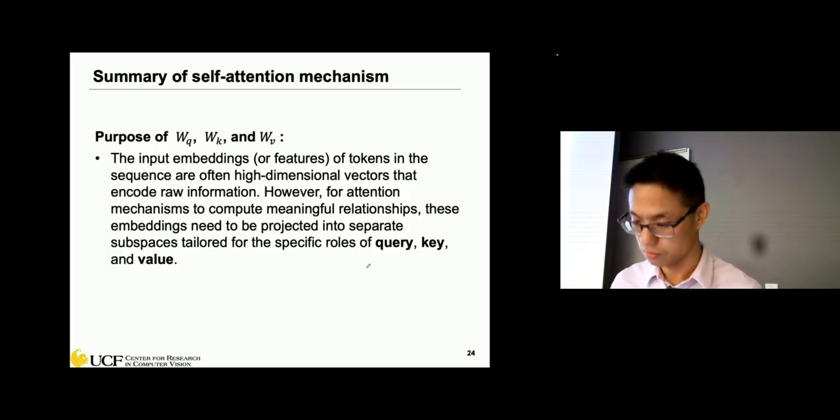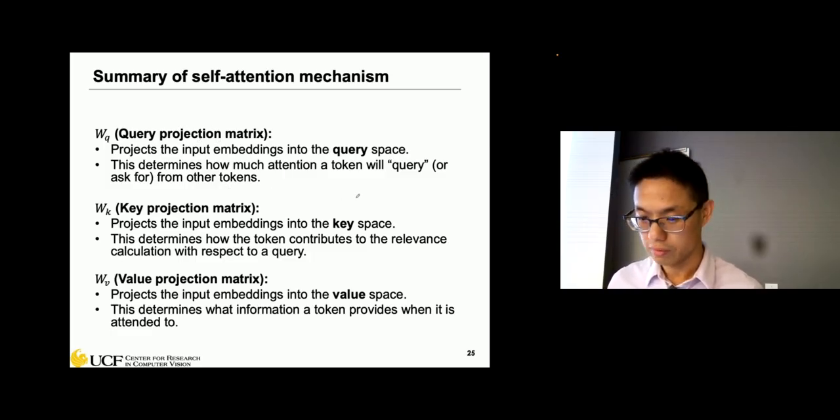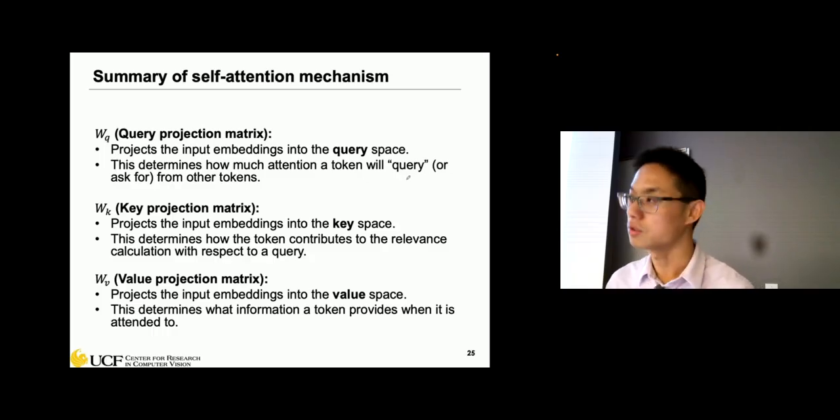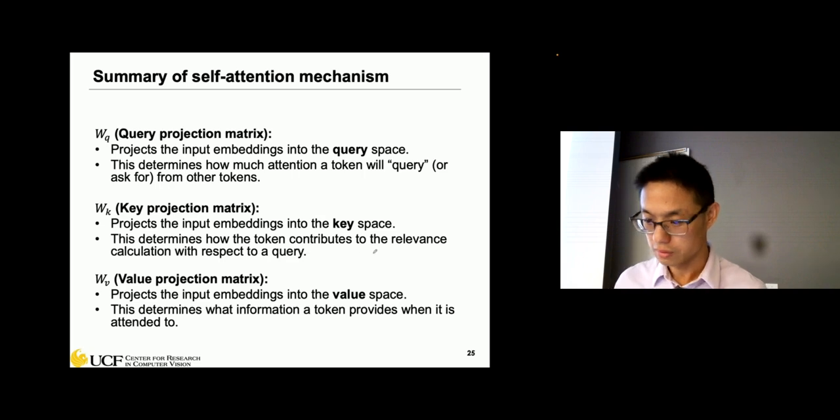They have specific roles. The query projection matrix determines how much attention a token will query or ask of other tokens, so how much I should pay attention to you. That's the query. And the key projection matrix determines how the token contributes to the relevance calculation with respect to the query. Finally, the value projection matrix determines what information a token provides when it's actually attended to. So basically these give you 3 different representations.